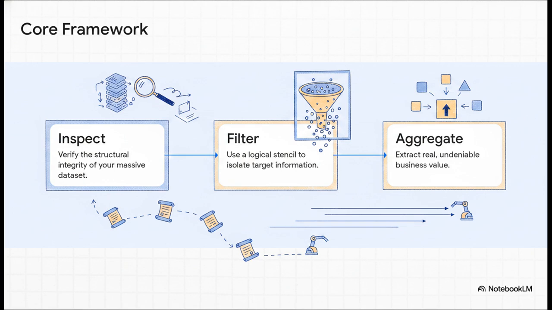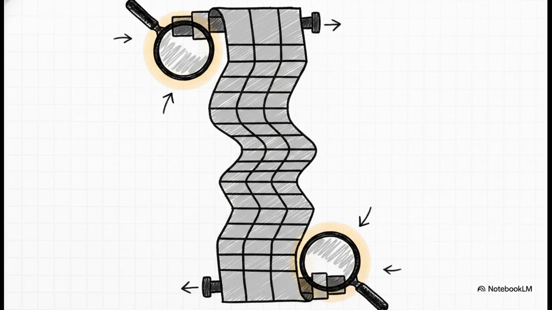Step 1, inspect. Step 2, filter. And step 3, aggregate. By mastering these 3 steps programmatically, you completely remove the need to ever scroll through a grid manually again. You're commanding the data now. You're not just scrolling through it. Let's start with step 1, inspect.